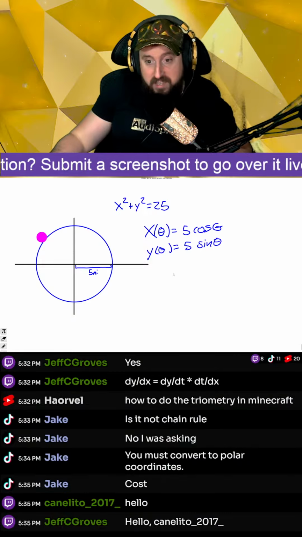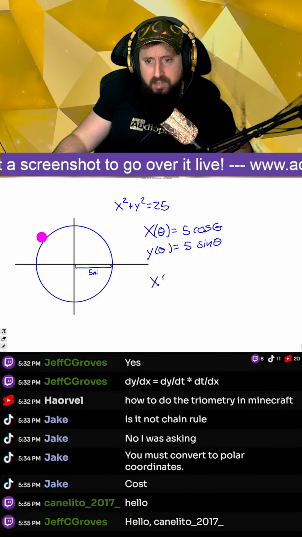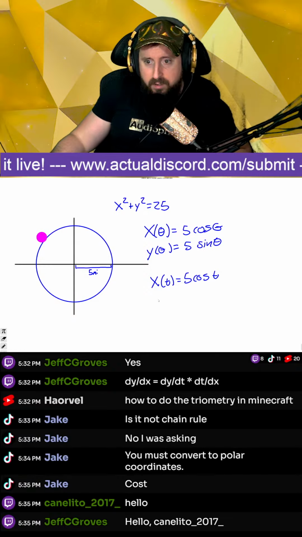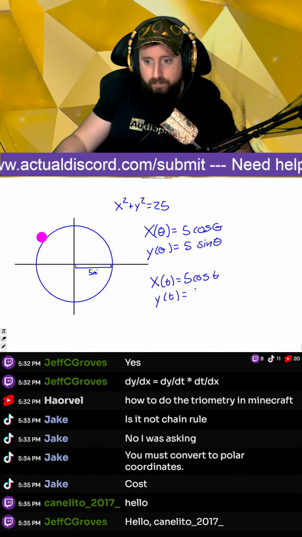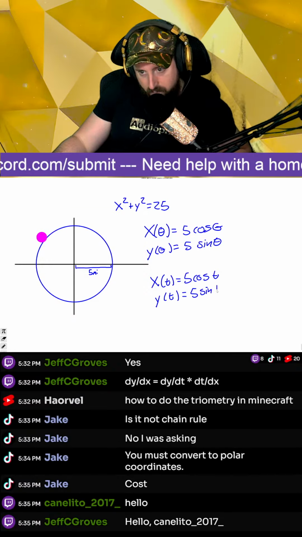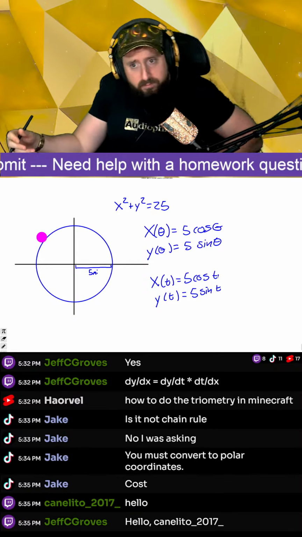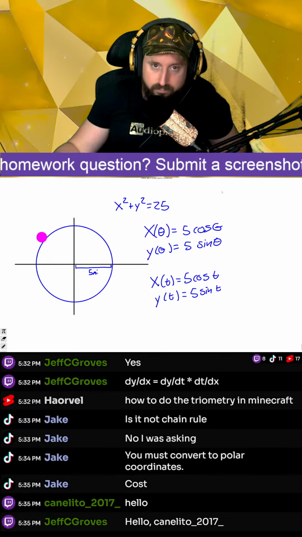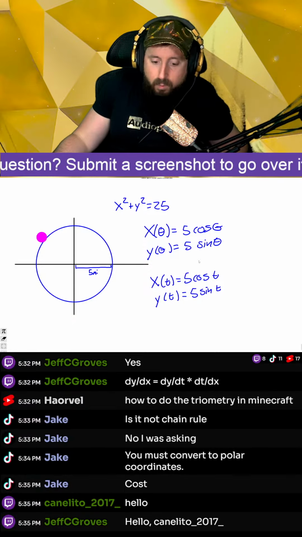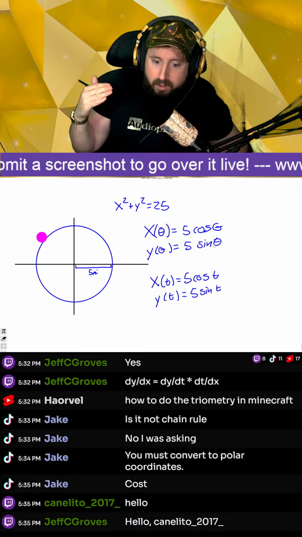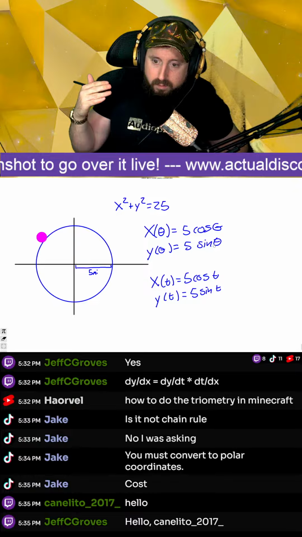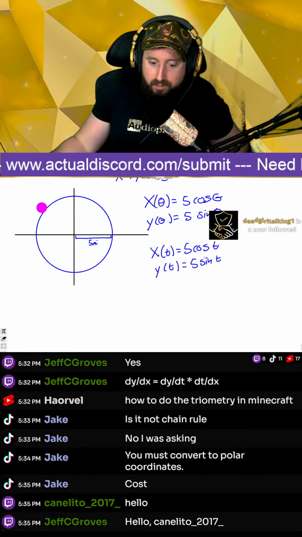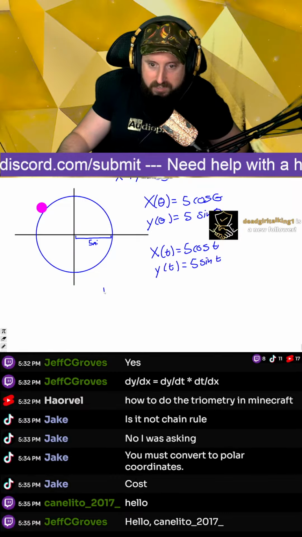You can replace the theta with a t. I can say, cool, well, okay, x of t is going to equal 5 cosine of t, and y of t is going to equal 5 sine of t. Okay? So then, if we wanted to figure out how fast I'm moving, which would be, for instance, the derivative of this, like dx dt.